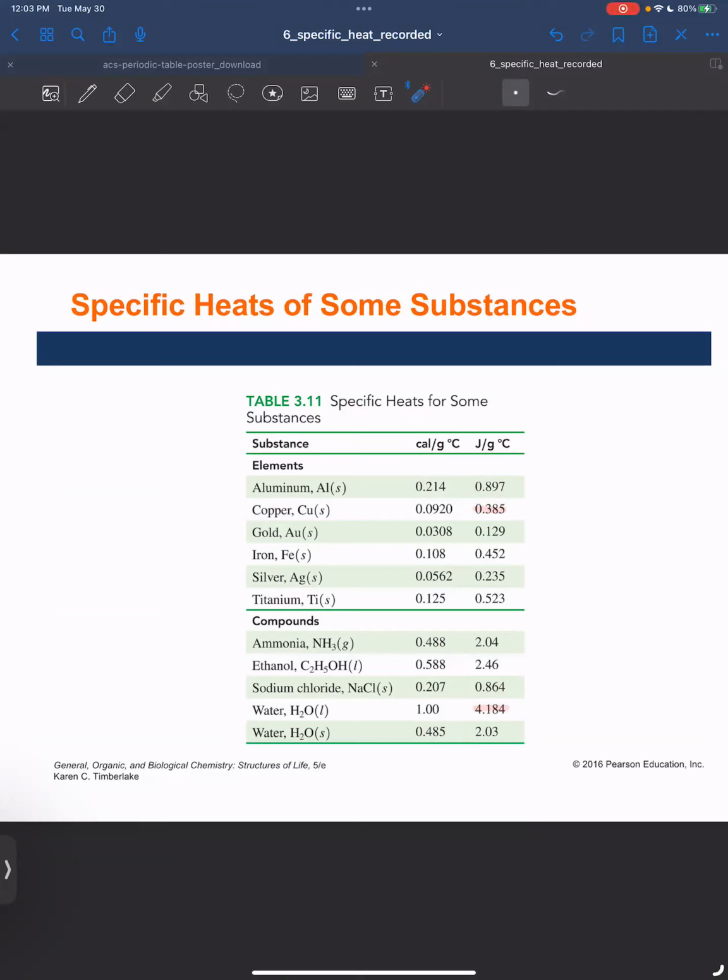Now looking at water, this has the highest specific heat in this table here, and that's a good thing, right? You can imagine even cooking, if you're boiling a pot of water to make pasta, it takes a long time to boil the water, right? And that's because water has a high specific heat.